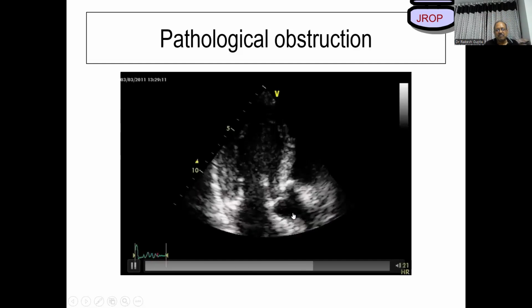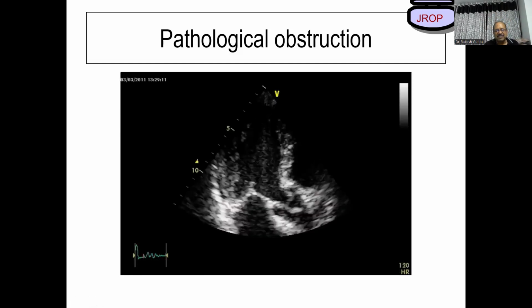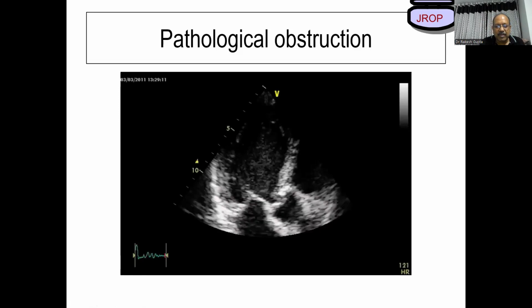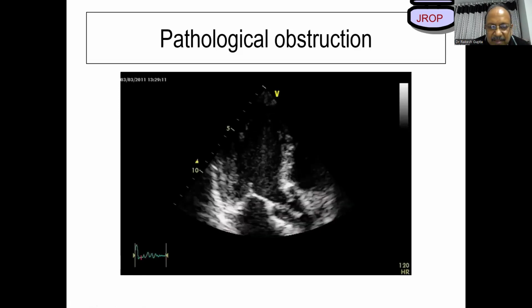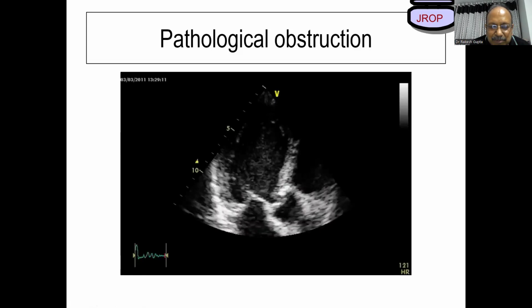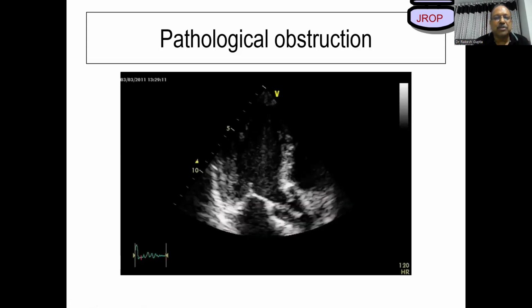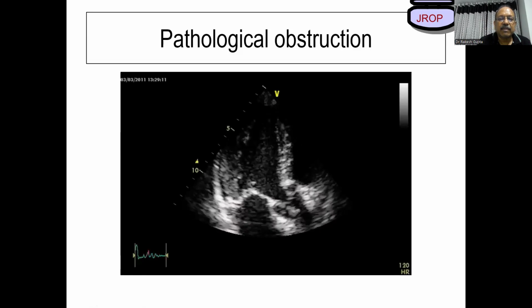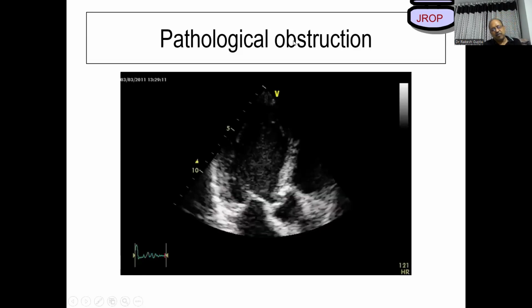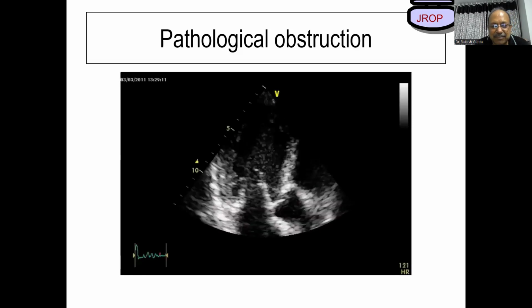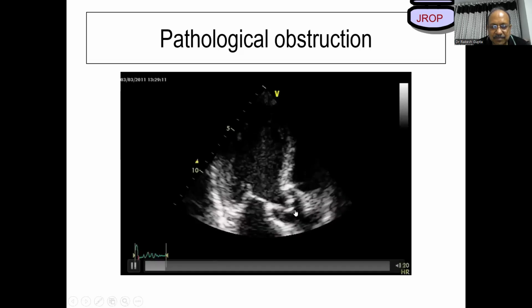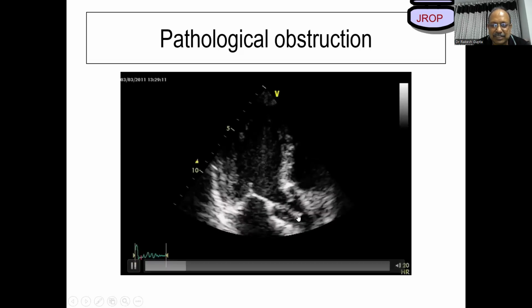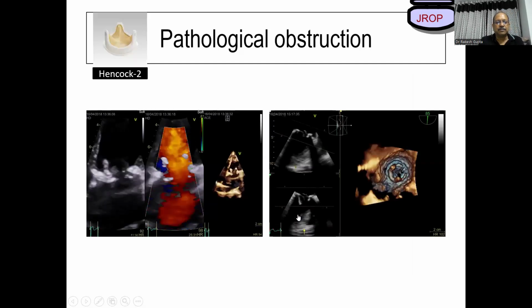Sir, if there is leaflet prolapse, sir. Prolapse. Leaflet prolapse will happen where? LVOT or aortic valve? Aortic valve. So is this LVOT or aortic valve? This is the aorta. Aortic valve. So if it's the aorta, this is vegetation. No, this is vegetation.